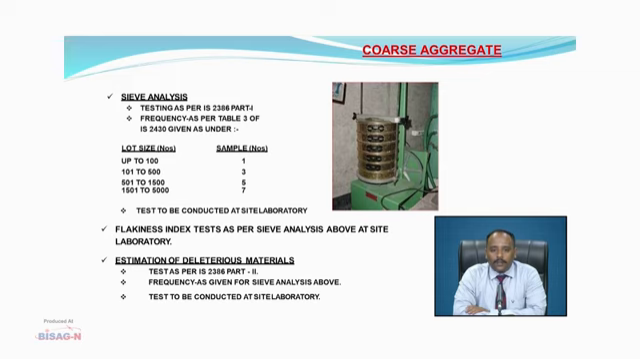The flakiness index test, as per the sieve analysis above, has to be carried out at the site laboratory itself. Estimation has to be carried out for deleterious material. The tests have to be carried out as per IS 2386 Part 2. The frequency will be the same as prescribed for sieve analysis. The same can be carried out at the site laboratory itself.